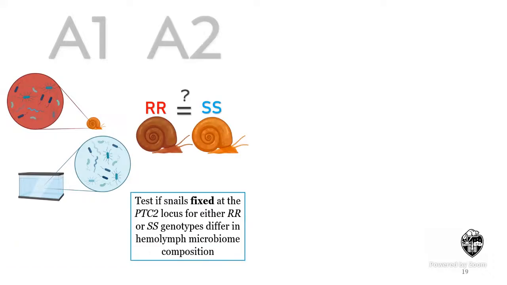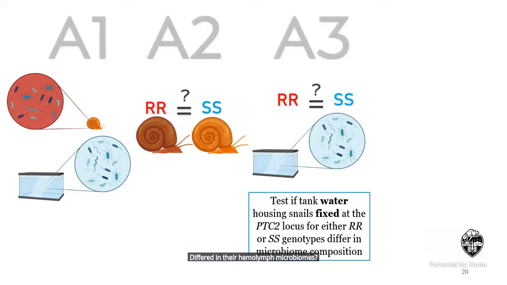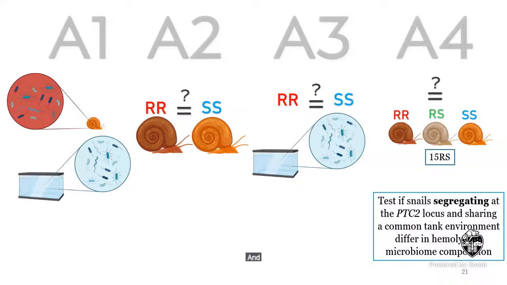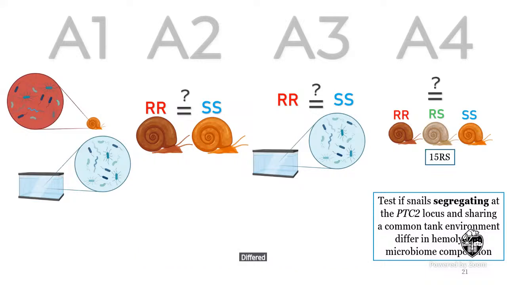For my second aim, I wanted to test whether the snails fixed at the PTC2 locus for either the RR resistant genotype or the SS susceptible genotype differed in their hemolymph microbiomes. Then I wanted to test if the tank water that was housing those snails also differed in their water microbiomes across the RR or the SS genotypes. And then finally, I wanted to test if the snails that were still segregating at the PTC2 locus, in that 15RS tank and sharing a common tank environment, differed in their hemolymph microbiome compositions.